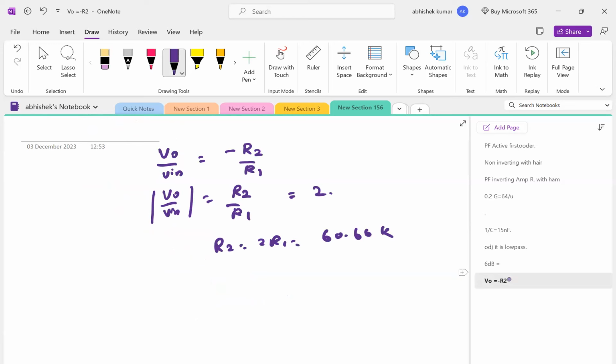Okay. So first part, they have asked 3 parts. Draw the circuit, labeling V input, V output and all components. We did it. Write the magnitude and phase transfer function. You can do it, right?